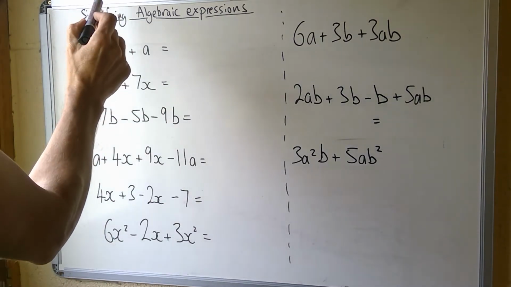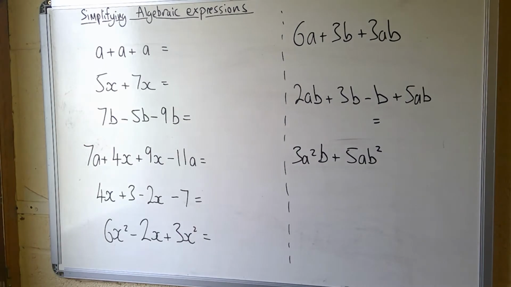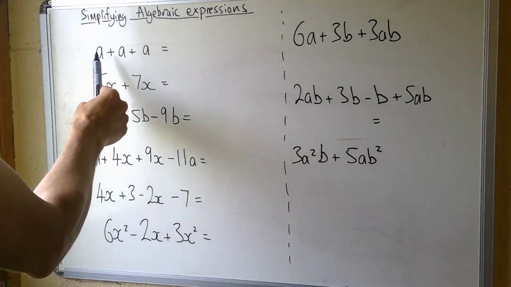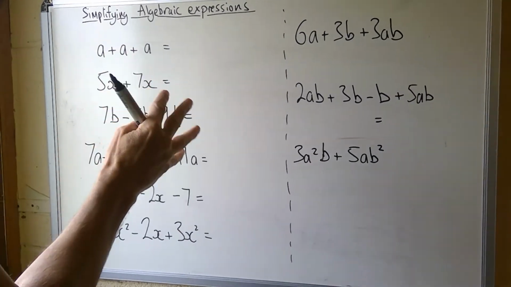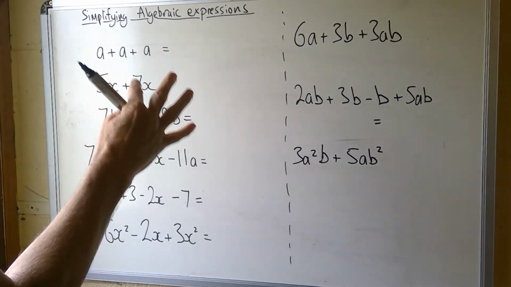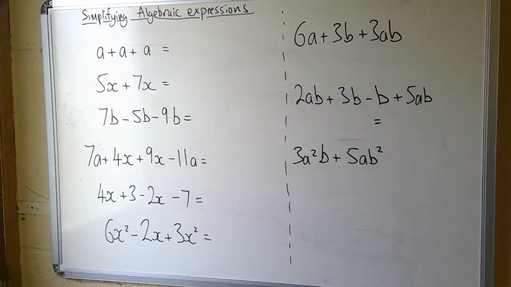Okay, today we're going to look at simplifying algebraic expressions. Whenever you've got an algebraic expression that's made up of more than one term, we can try and simplify it. You can't simplify every algebraic expression, but many you can. In order to simplify algebraic expressions, we need to find like terms. So like terms are terms that are the same type of term.